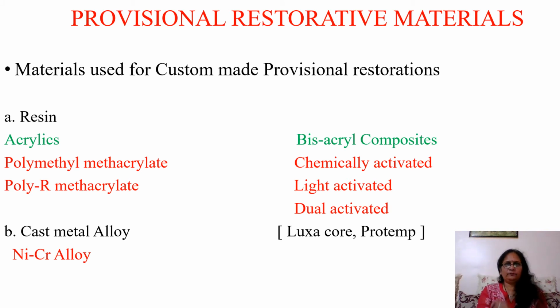Materials used for custom-made fabrication of provisional restorations. They are resin-based and metal-based. Resin-based, we have acrylics and bisacryl composites. Acrylics are polymethyl methacrylate and polyethyl methacrylate. Composites are chemically activated, light activated, or dual activated, or dual cure. Cast metal alloy, nickel chrome alloy is preferred because it is supposed to have a greater strength.